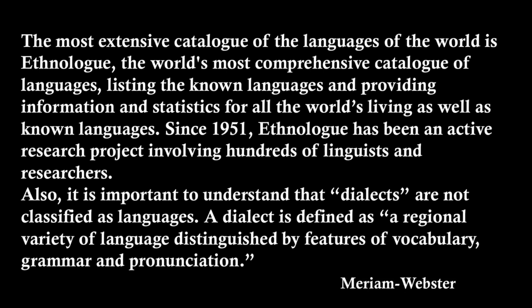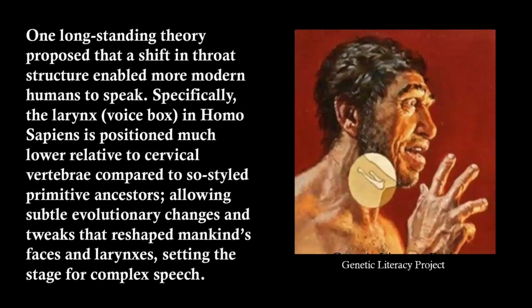Typical theories speculate that language began as a result of ancestral vocalizations, setting the stage for language through physical adaptations and cognitive leaps spanning millions of years, of course. One long-standing theory proposed that a shift in throat structure enabled more modern humans to speak. Specifically, the larynx, voice box, in Homo sapiens is positioned much lower relative to cervical vertebrae compared to so-styled primitive ancestors, allowing subtle evolutionary changes and tweaks that reshaped mankind's faces and larynxes, setting the stage for complex speech.